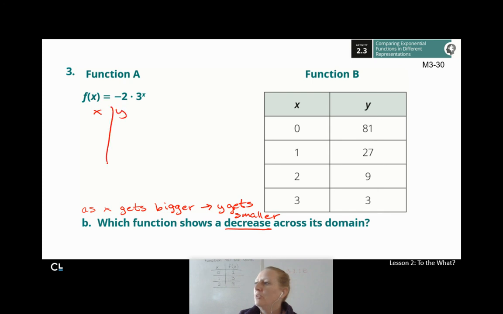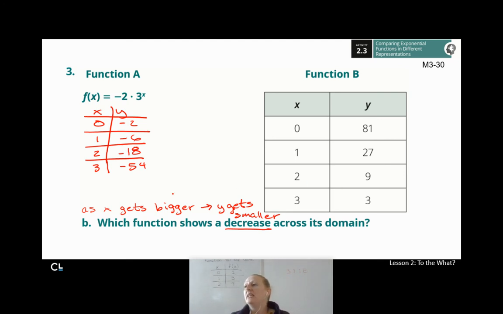So let's just do a few numbers here. My y-intercept is -2. So that means if I plug in a 0, I should get out a -2. Yay. My pattern is to multiply by 3. So if I times by 3, that's -6. Times by 3, that's -18. There we go. And if I multiply by 3 again, I find myself at -54. Wow. Yeah, that's definitely getting more and more negative. It's definitely going down, isn't it? My y is getting more and more negative, smaller and smaller.